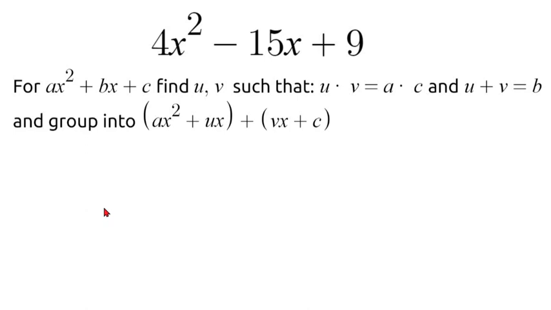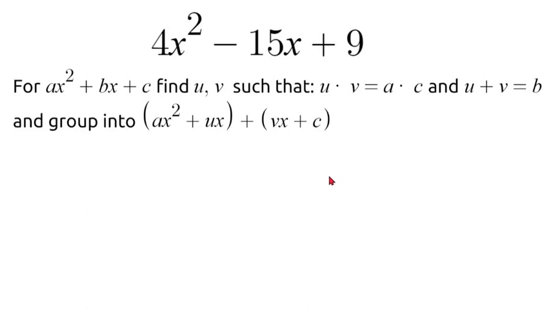And that principle is, if we had ax squared plus bx plus c, which we do, we need to find u and v such that u times v is equal to a times c, and u plus v is equal to b. And then we can group them like such: ax squared plus ux plus vx plus c, and factor it that way.